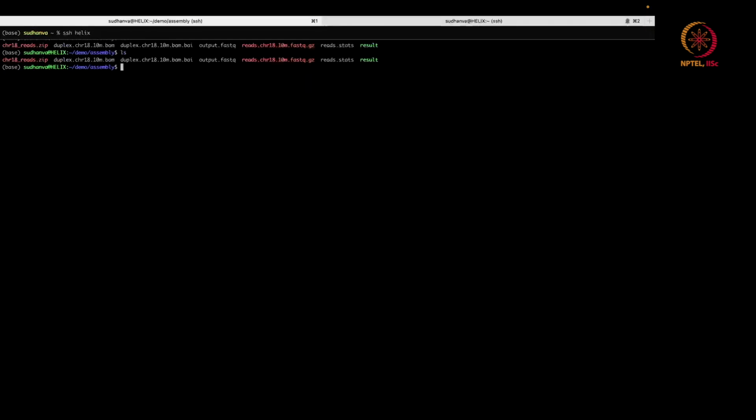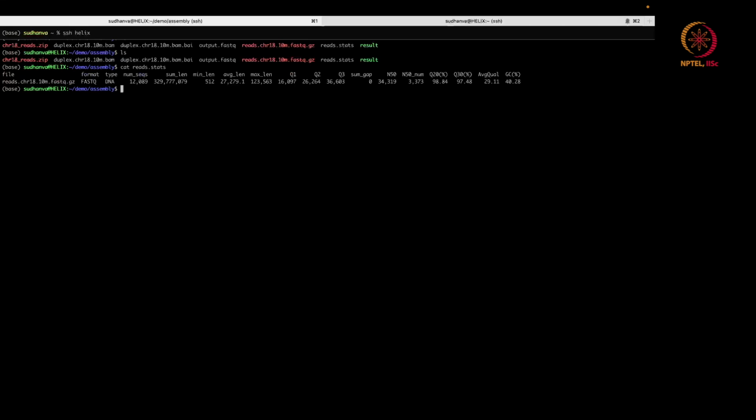Here I have sequencing data from the first 10 million positions of chromosome 18. It is ONT duplex sequencing data, and we can just take a look at the statistics for these reads. We can see that it is in FASTQ format. It has around 12,000 sequences. The shortest sequence is 512 characters long and the longest sequence is 123,000 characters long.